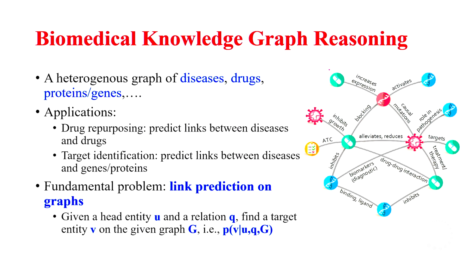Okay, moving on to biomedical knowledge graph reasoning. So a biomedical knowledge graph is highly heterogeneous. So different nodes will mean very different things. Diseases, drugs, proteins, genes are very different things. There's no good similarity between them. But what we really care about is the relations and links between these.